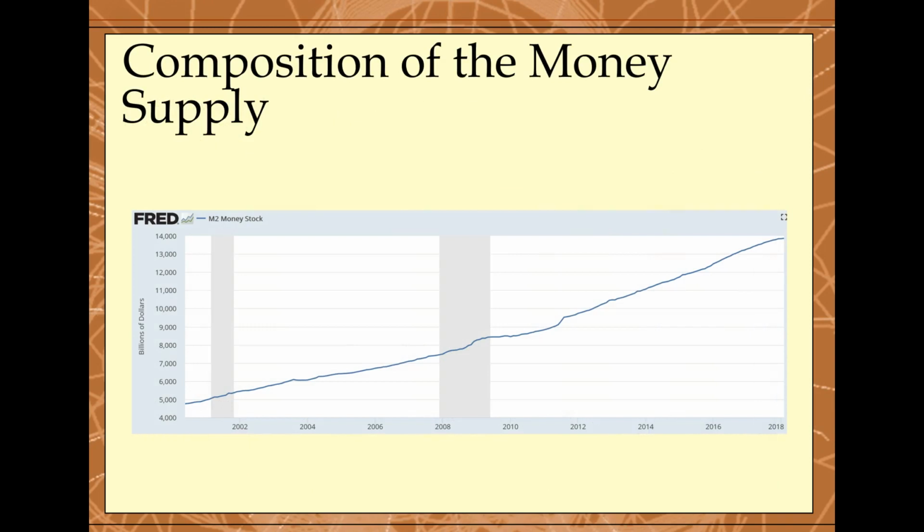So this is M2's growth over time. Now it makes sense that the money supply grows over time because the economy is growing over time. And by the way, these shaded areas, again, these are periods of recession. So the economy is contracting during these time periods. This is the dot-com bubble bursting in 2001, and this is the financial crisis in 2008, 2009 over here.